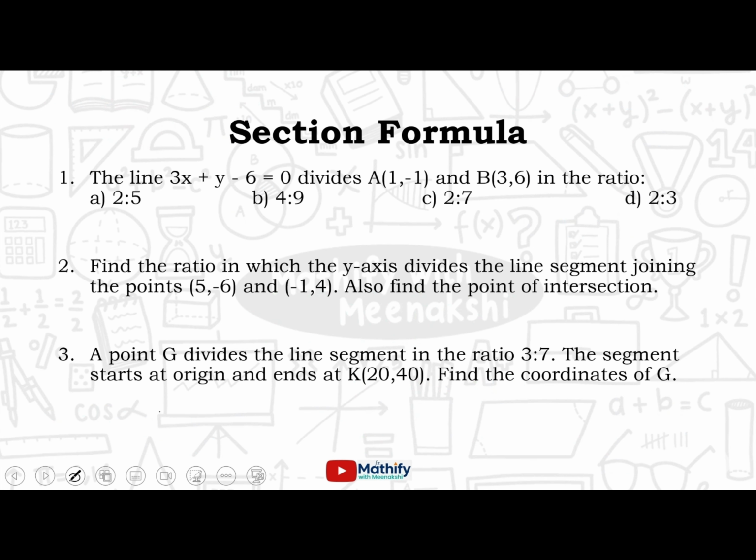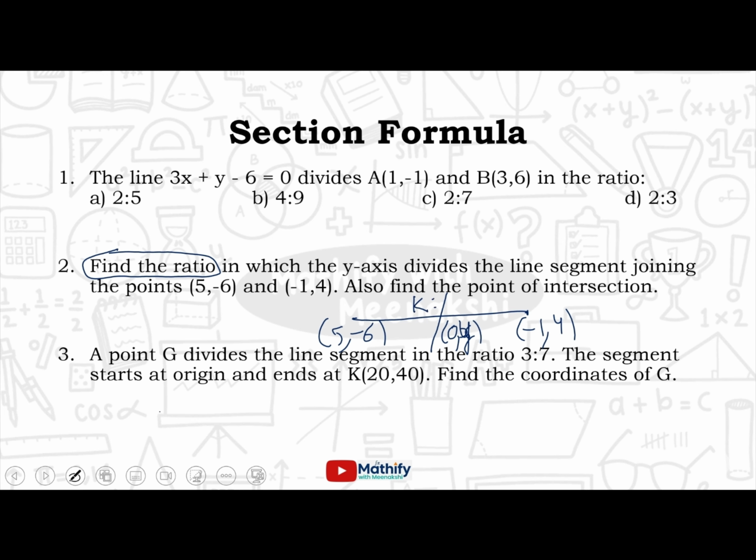In second question it's written find the ratio. Again the question is find the ratio. So again you will use the formula k is to 1. Here it's given in which the y-axis. So now the points are 5, minus 6 and here minus 1, 4. So now they are saying y-axis divides this. Now you know the general form of the point that lies on y-axis? Yes. When a point lies on y-axis, its x is 0. You can write 0 comma y.